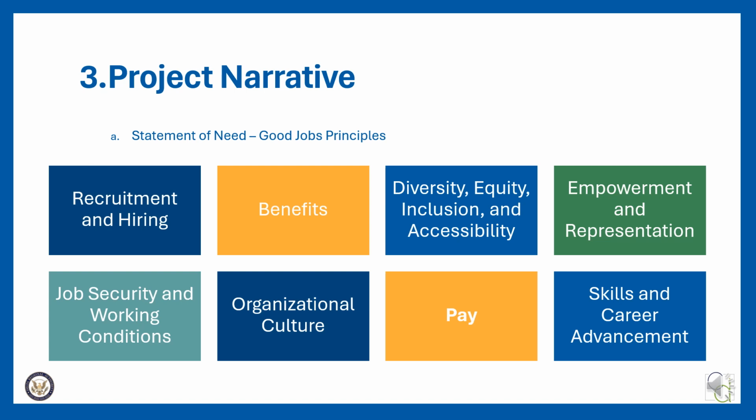The fourth is empowerment and representation. Workers can form and join unions. Workers can engage in protected, concerted activity without fear of retaliation. Workers contribute to decisions about their work, how it is performed, and organizational direction. The next is job security and working conditions.